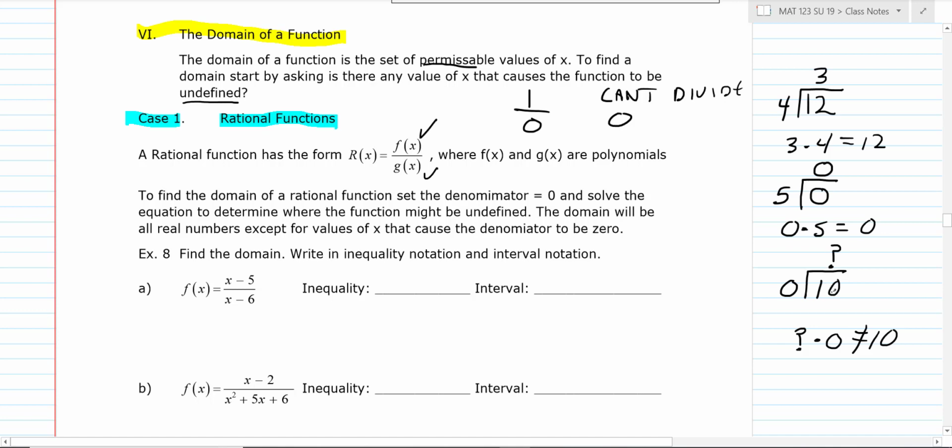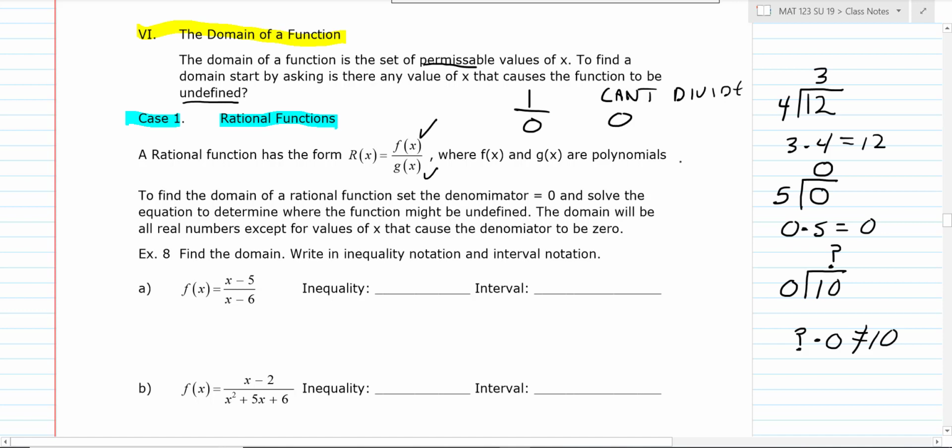In other words, if I showed up to class with 10 cookies and no students showed up, I can't even do any division. The teacher gets to eat all the cookies, I guess. All right, so that's how that works. I think it's important that you understand that.